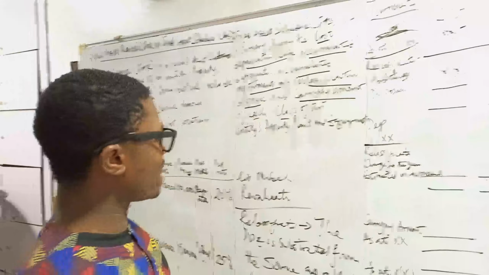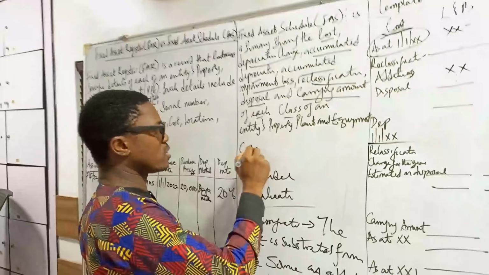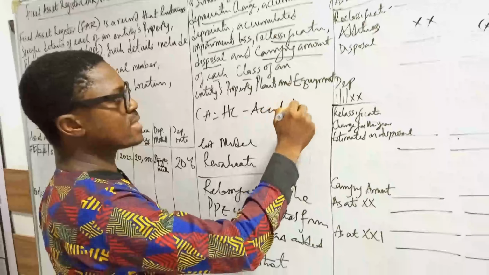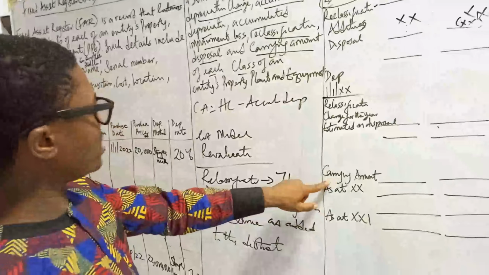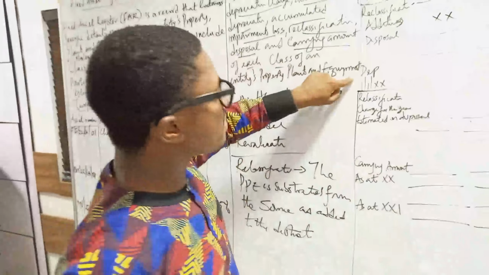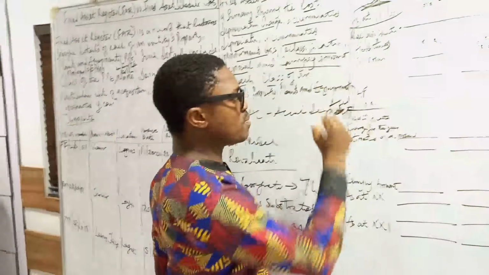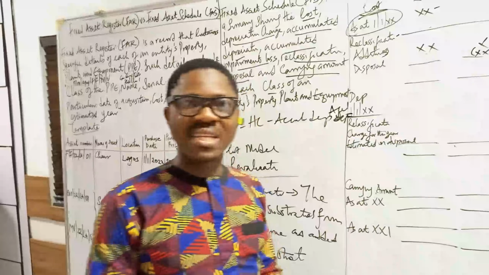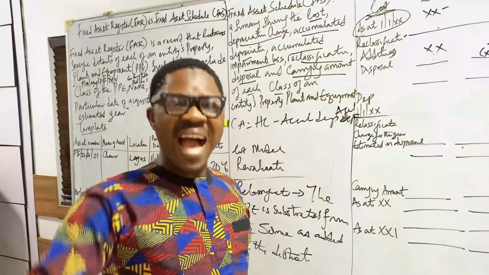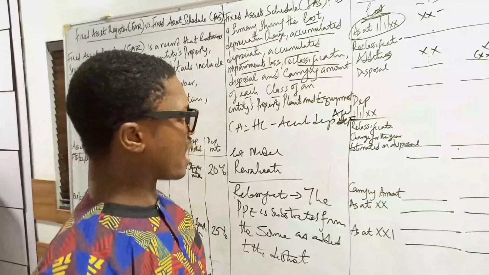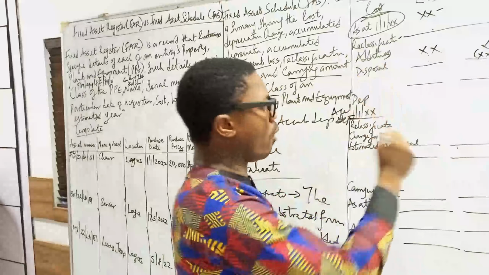Recall that we said that carrying amount is historical cost minus accumulated depreciation. We are going to get there. So depreciation here is the same thing as our accumulated depreciation, because it is the depreciation as at the end of the previous accounting year. So what are we doing? We bring it forward.